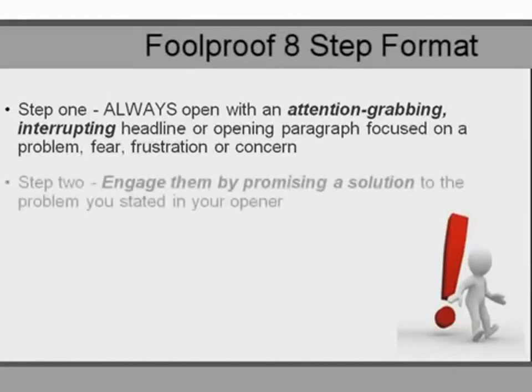Step 2, engage them by promising a solution to the problem you stated in your opener. Think of steps 1 and 2 like this. Step 1 focuses on the problem that has intruded into your prospects' lives, and step 2 promises them that there is a solution to that problem. You don't give them the solution in step 2, you only promise them there is a solution. That's what gets them engaged and all but forces them to keep reading or listening to your message. They want to find out what that solution is.